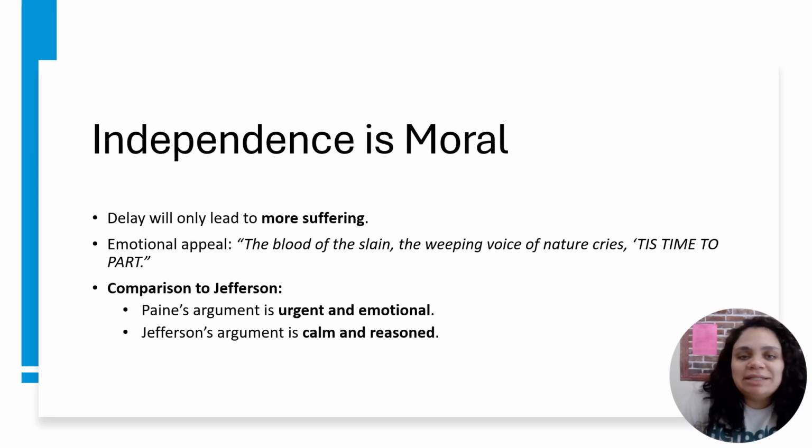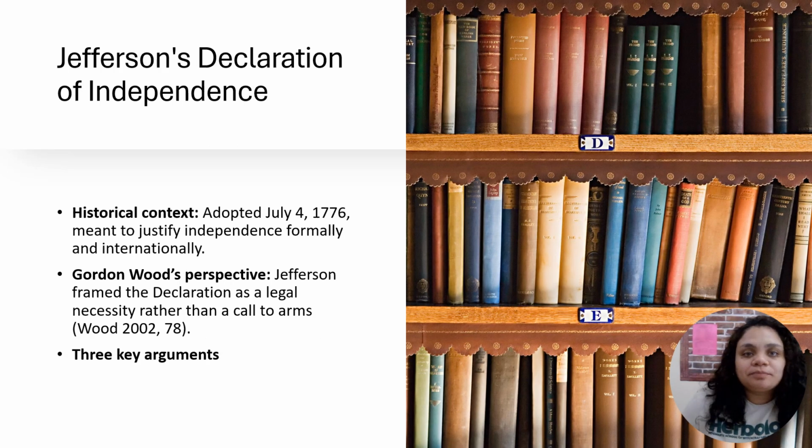The third is that independence is a moral and practical necessity. Paine represents revolution as a moral duty, warning that delaying it would only lead to greater suffering. He appeals to the emotion of his readers, writing, "The blood of the slain, the weeping voice of nature cries, 'tis time to part." Paine's argument is urgent and emotional, appealing to the moral conscience of the people. Jefferson, in contrast, takes a calm and reasoned approach, presenting a structural legal case for independence.